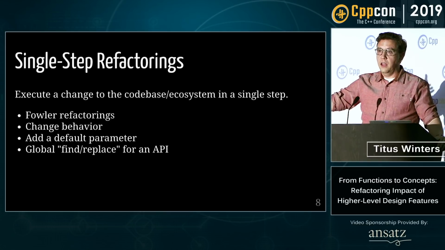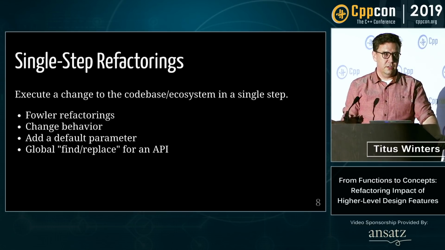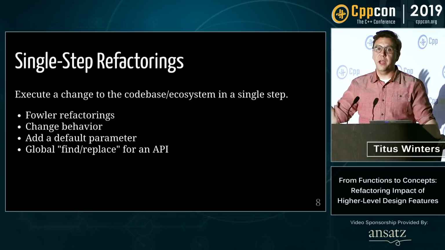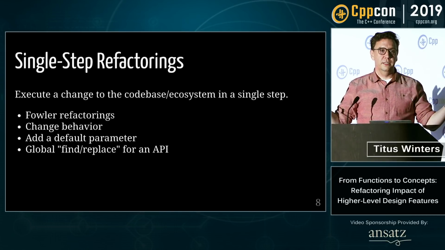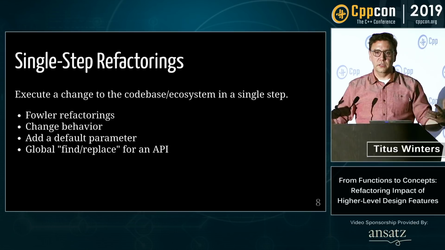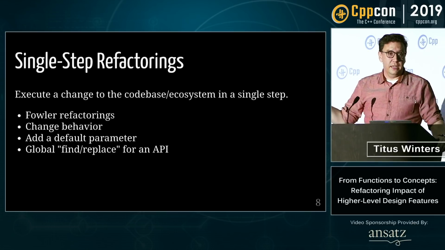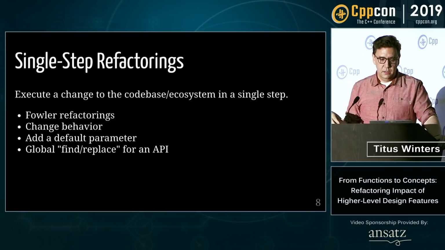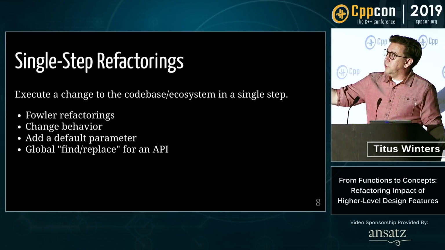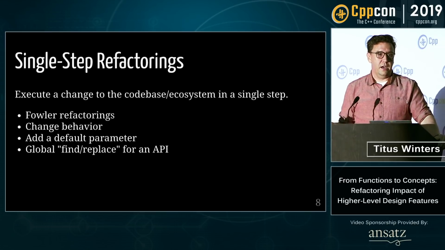So you can do all of the Fowler refactorings. If you can find every caller to your function, you could change the behavior of your function however you want, because you can make all of those callers acceptant of that change. You could add a default parameter. That's nice and easy. Everyone understands that. You could potentially even do a global find replace for an API, right? You go find everywhere that we spell stood string and you change it to some other name, right?